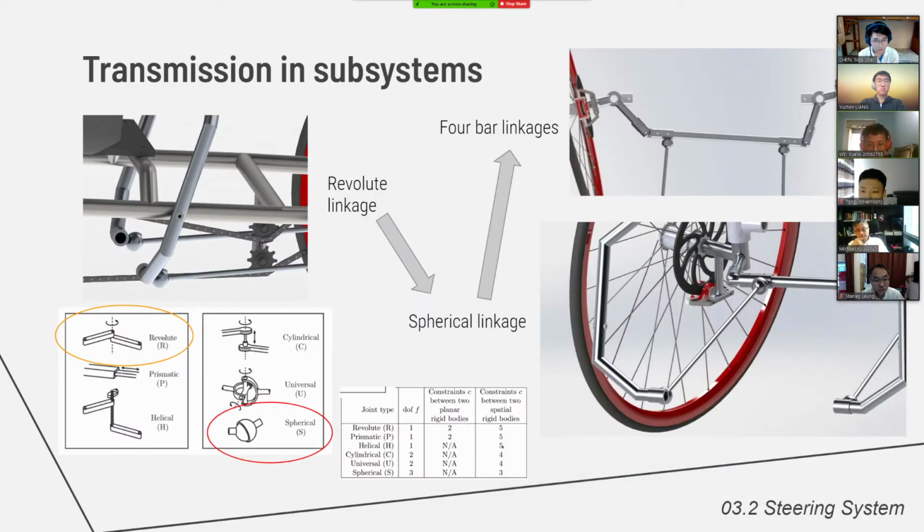There's a small transmission in the subsystem. The joystick is a revolute linkage with 1 degree of freedom, while the 4-bar linkages are with 2. To transport the power, we use a special linkage with ball joints. The driver can easily turn in the heading direction by simply pushing and pulling the joystick.